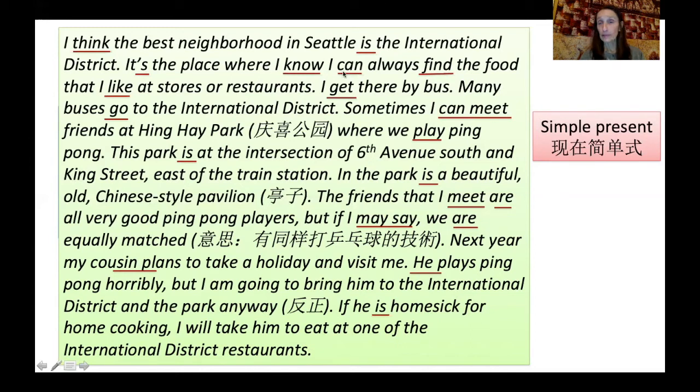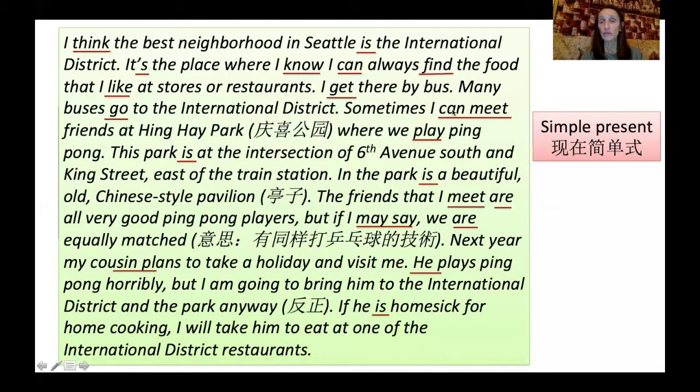I can. Find, found. I like, liked. Get, got would be past tense. Many buses go, went would be past tense. Sometimes I can meet, that's a verb phrase, a 动词短语, I can meet, verb phrase.